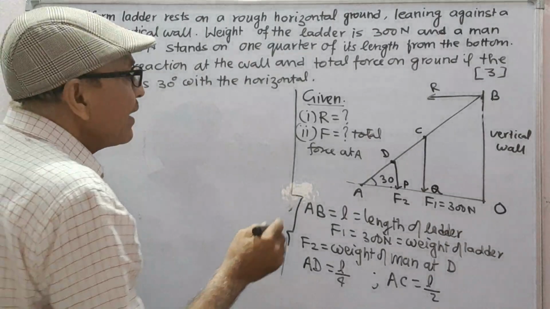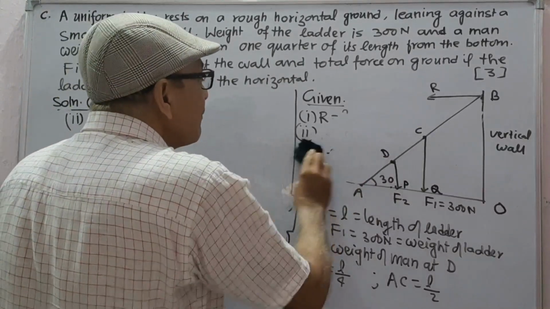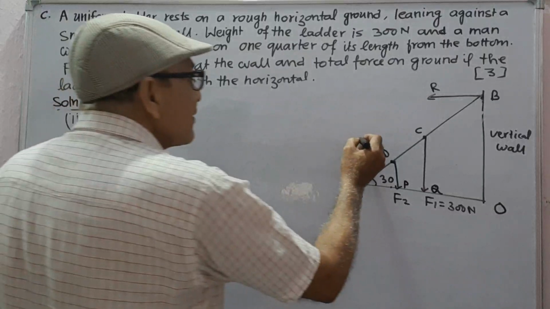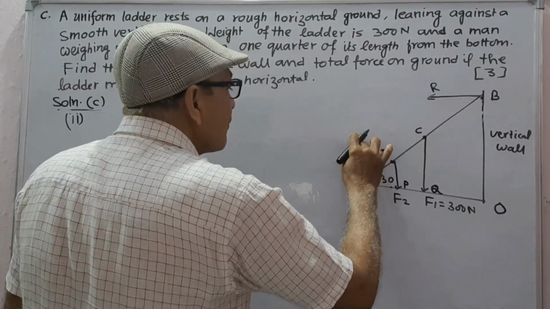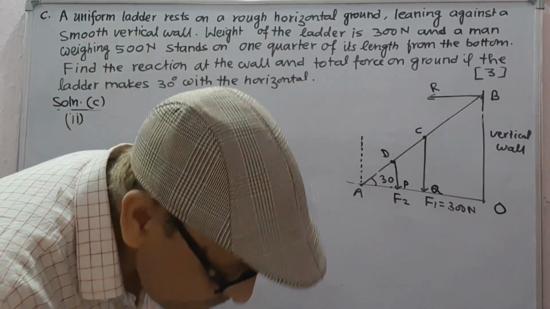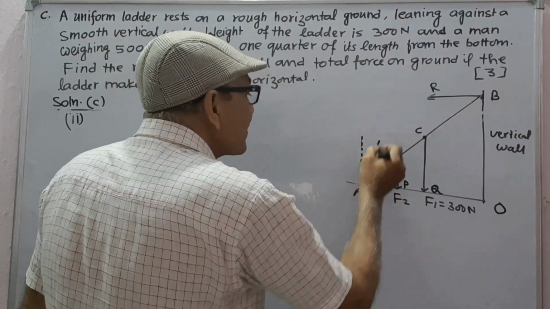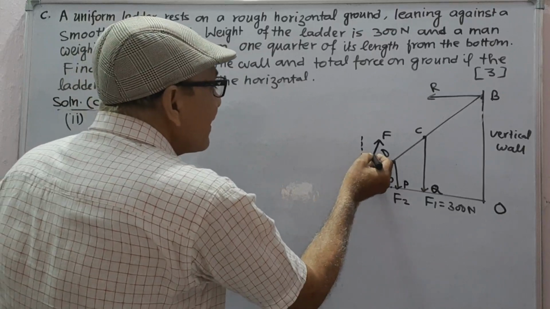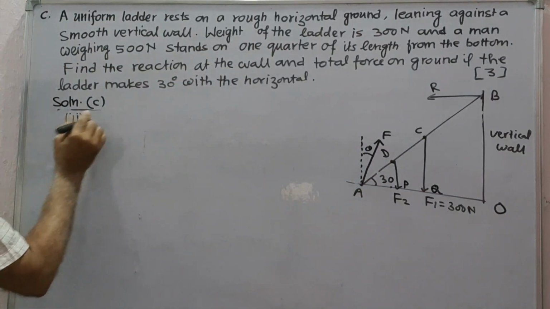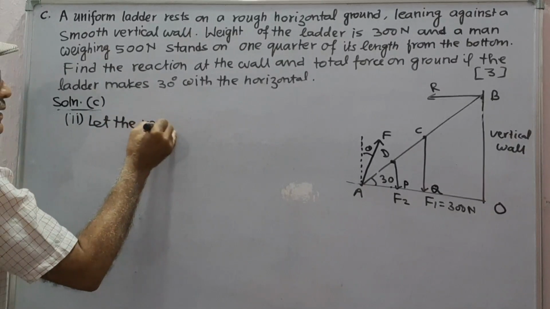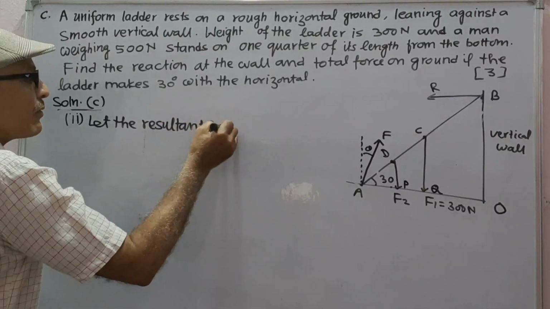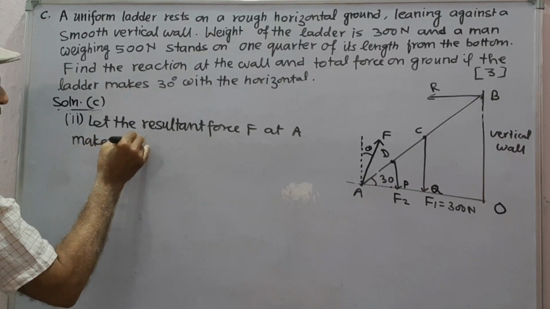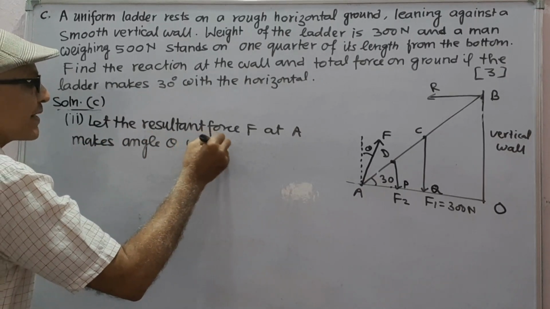Second part. This is the vertical line. Let the resultant force F at point A make angle theta with the vertical.